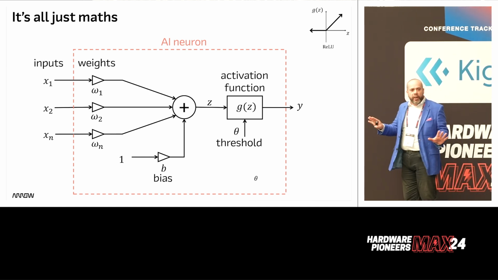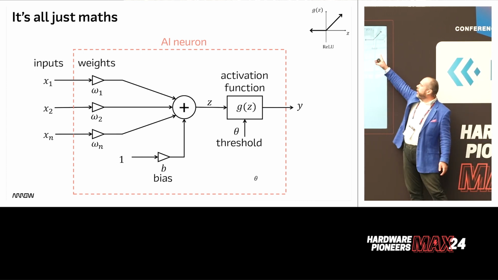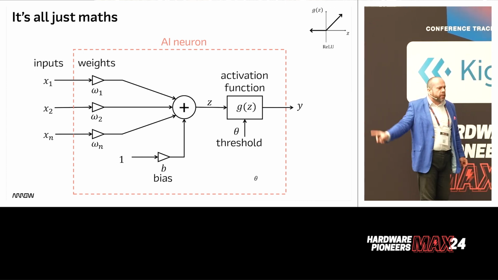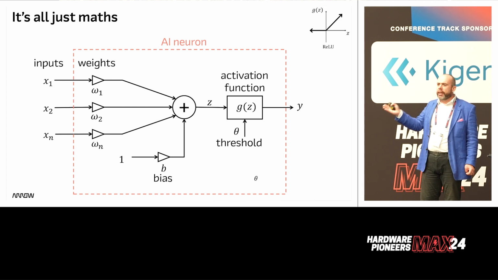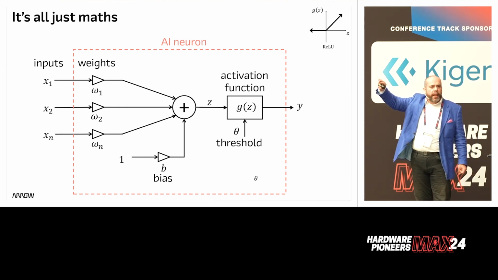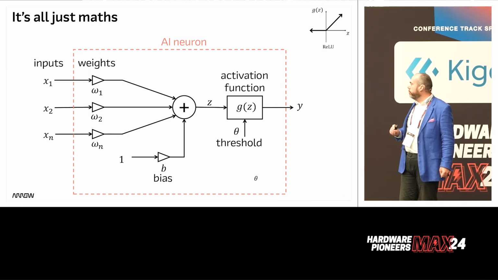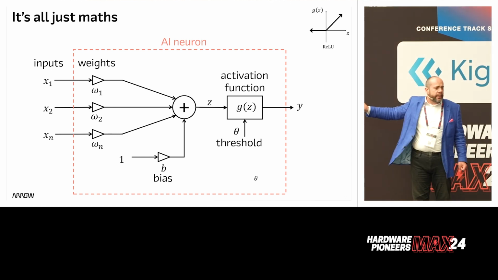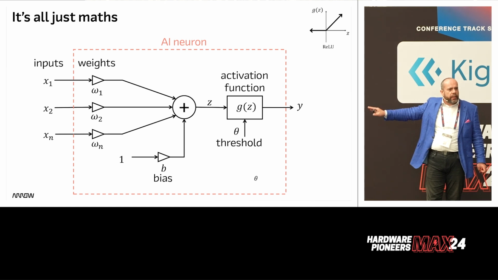Now, there are lots of different activation functions. Up in the corner here, I've just drawn one of them, which is a rectified linear. So basically, if a number is too low, the output's 0. Otherwise, the output is linear with the input. So that's really all it is. AI is that simple. It's just adding and multiplying.